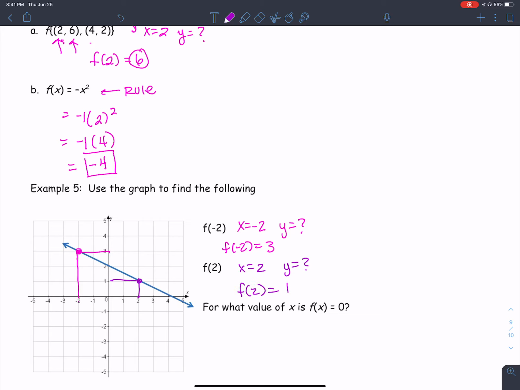Now this one says for what value of x is f of x 0? They switched it on us. So this is saying y is 0. What's x? Okay, so what we're going to do is we're going to go to 0. Okay, and they're saying y is 0. What's x? Well, we went up, or we could have went down when we did x, but this time we're going to go left or right. So the function in this case is right. It's 4. Okay, so when y is 0, x is 4.